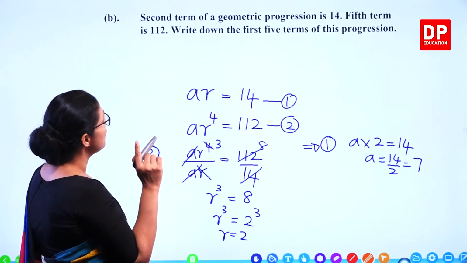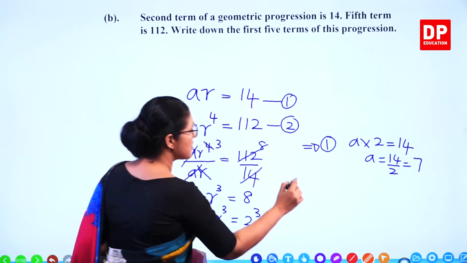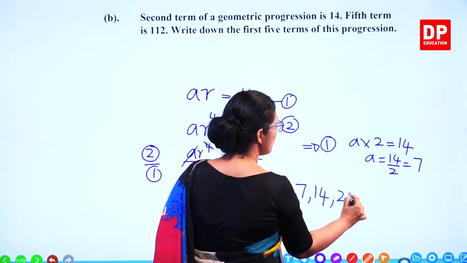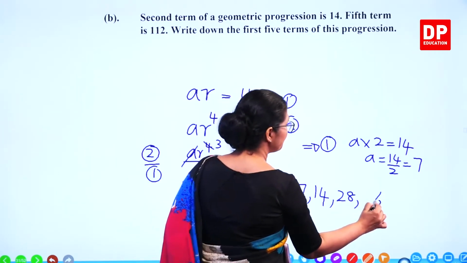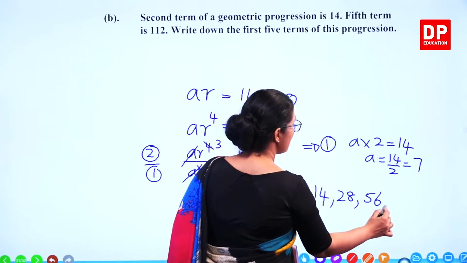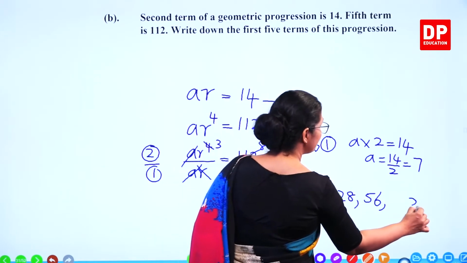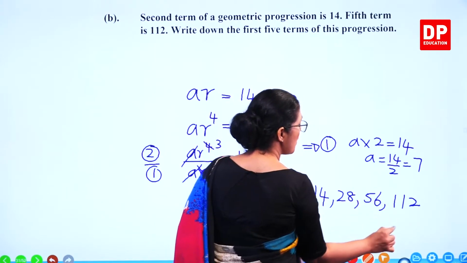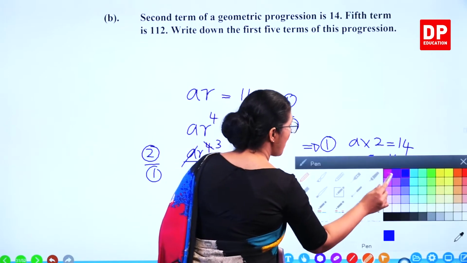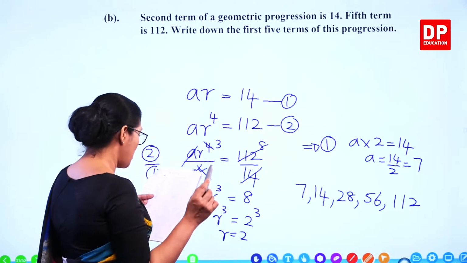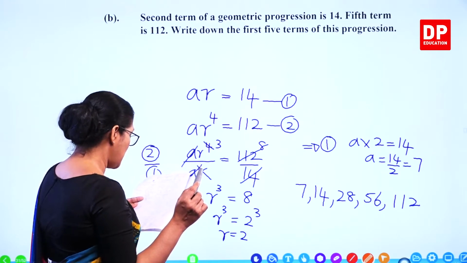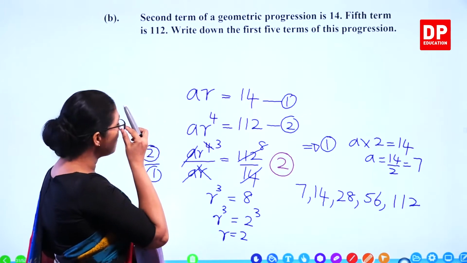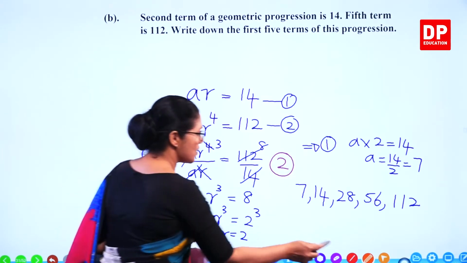Now we'll find the first 5 terms of this progression, starting with 7. 7 times 2, 14. 14 times 2, 28. 28 times 2, 56. And 56 times 2, 2 times 6, 12, 2 times 5, 10 plus 1, 11, so 112. So these are the 5 terms of this geometric progression: 7, 14, 28, 56, 112. So 2 marks for that. So we gave all 10 marks for this question.